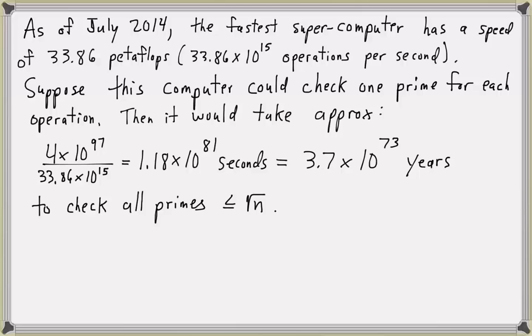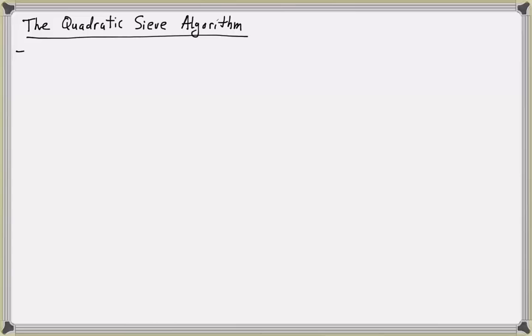So next we'll present a technique based on the basic factoring principle that is actually the second fastest method known for factoring large integers. It's called the quadratic sieve algorithm. So this is based on the basic factoring principle.